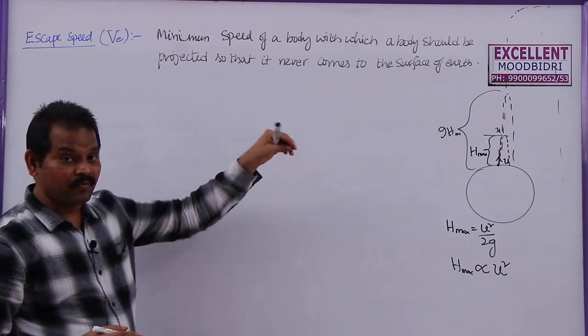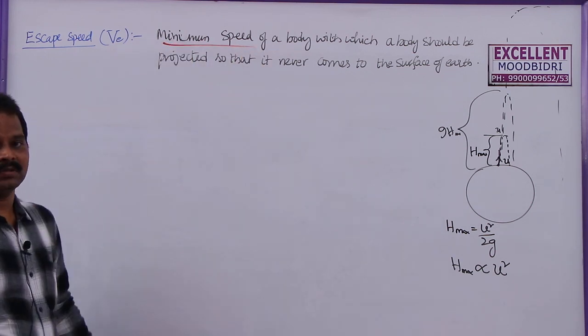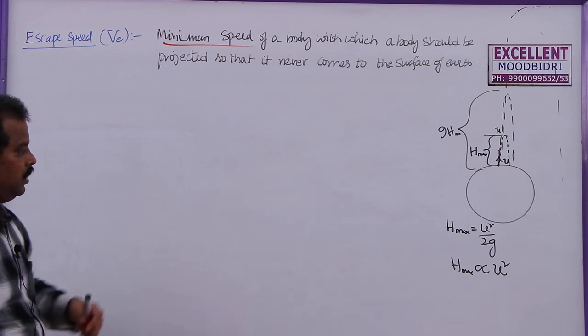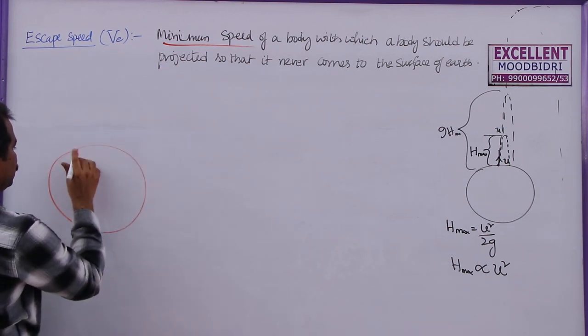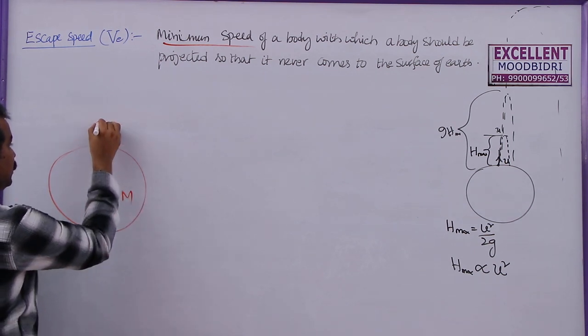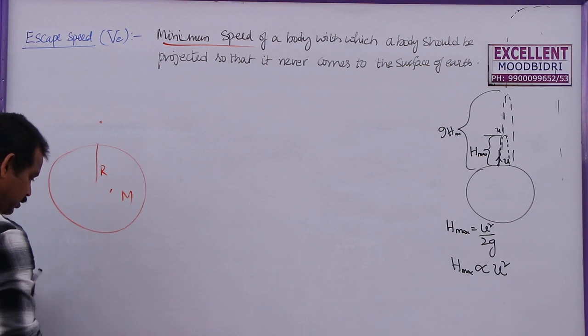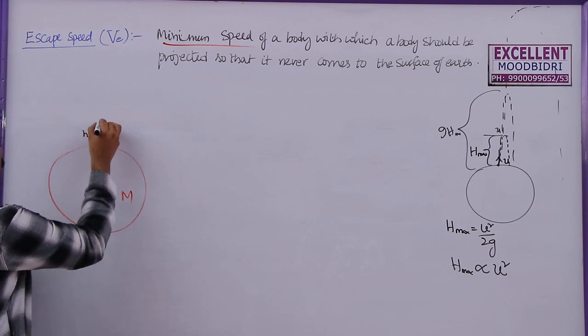So, what is that minimum velocity required for this body to go up and never come back to the surface of earth? Here, this is our earth of radius r and mass M, and a body is thrown from a height h above the surface of earth. So this is the height h above the surface of earth.